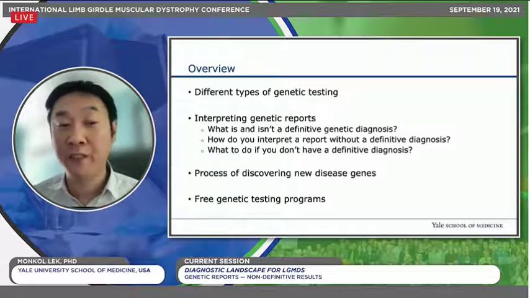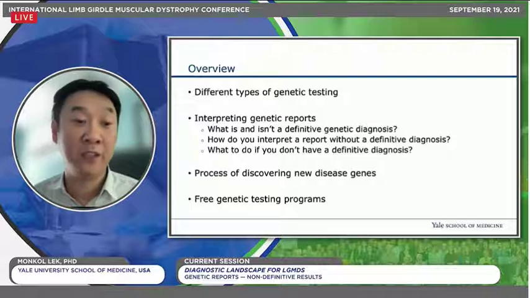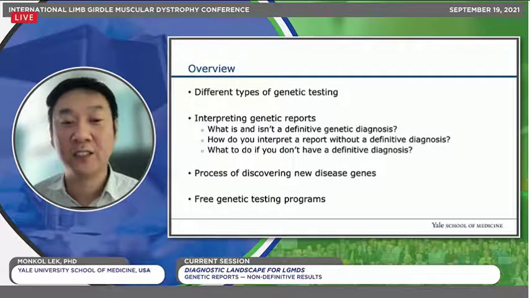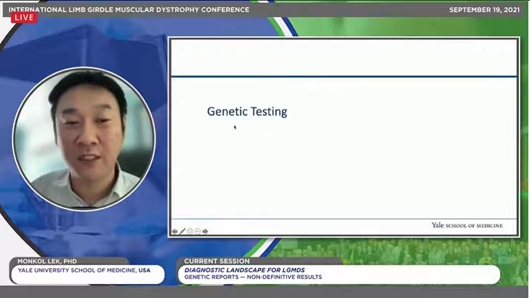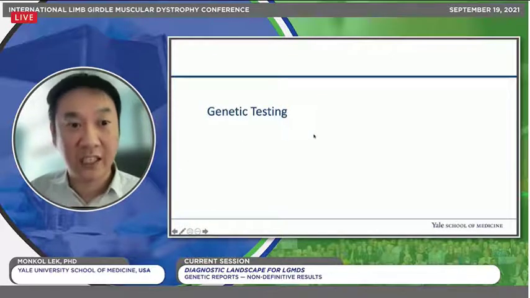And I'm going to briefly touch upon one of my research focuses, and that's the process of discovering new disease genes. And lastly, end off with free genetic testing programs. I'll talk about 2 examples, not an exhaustive list, but just 2 examples of some of the goals of these genetic testing programs.